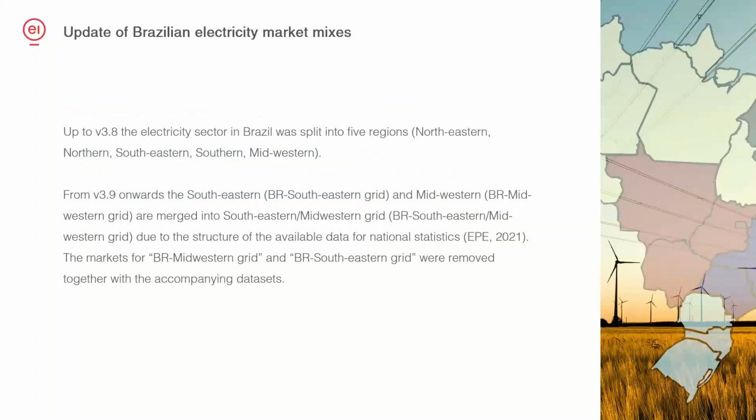Due to the format and segmentation of the Brazilian statistics used for this update, we were forced to merge 2 of the 5 regions in Brazil. The southeastern and midwestern grid were merged into a common geography called Brazil Southeastern/Midwestern Grid. The markets for Brazil Midwestern and Brazil Southeastern Grid were removed together with their accompanying datasets.